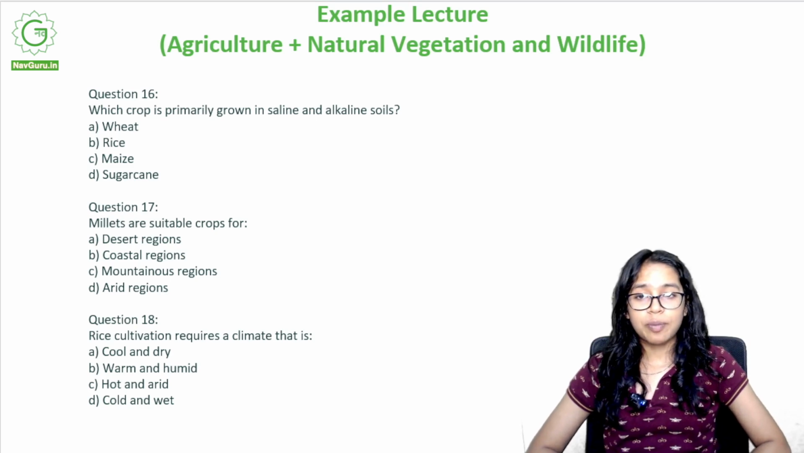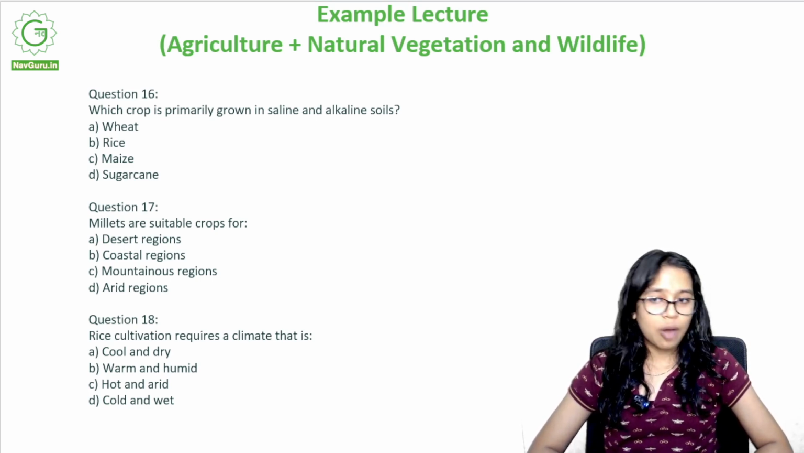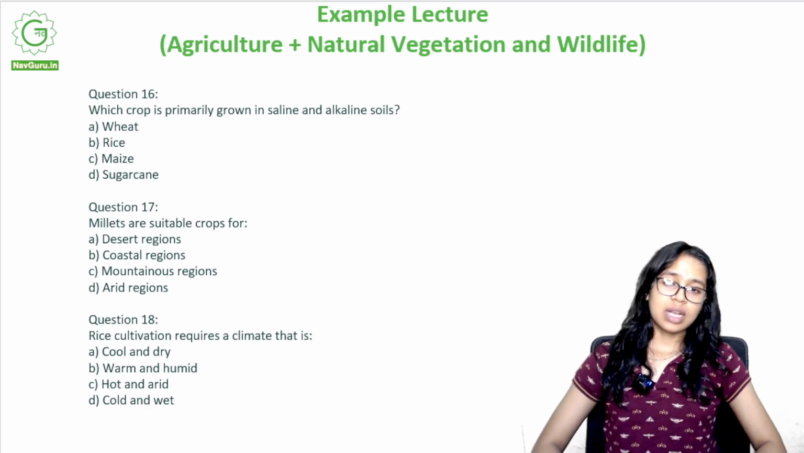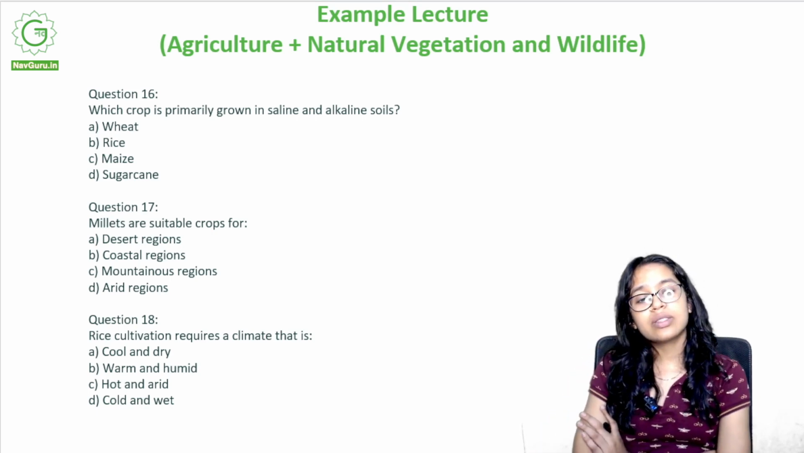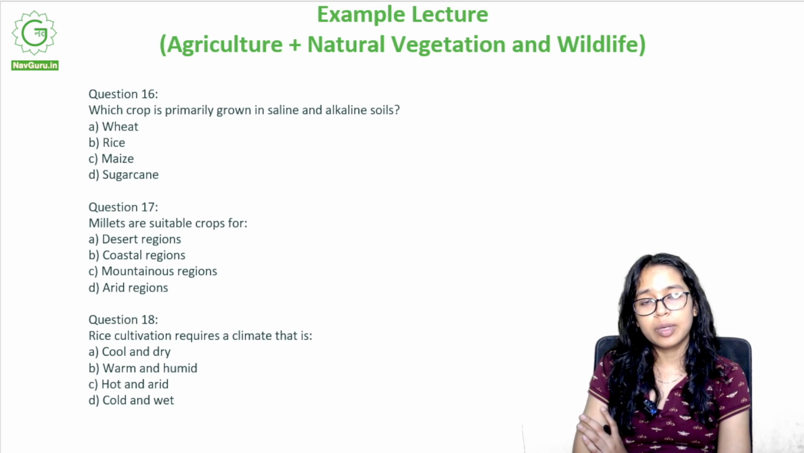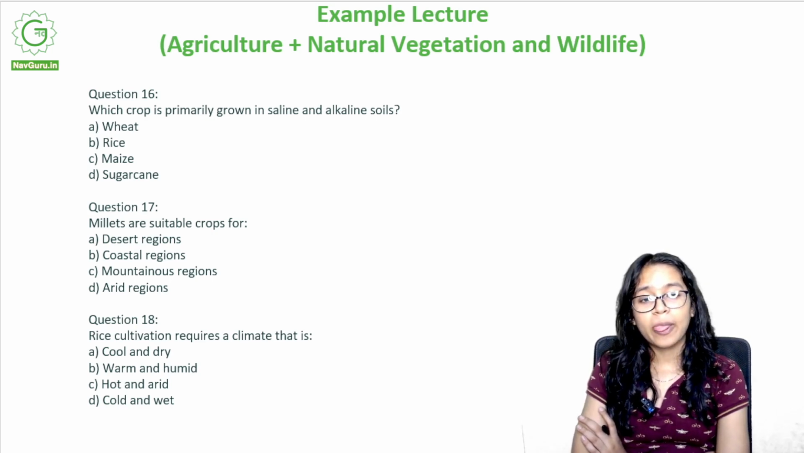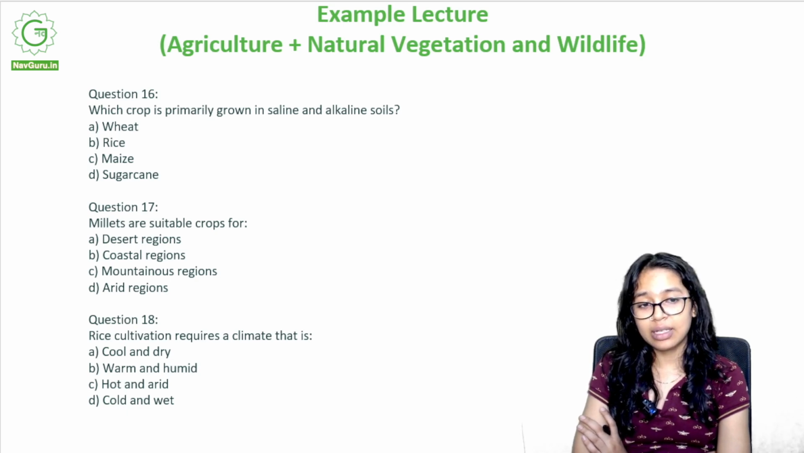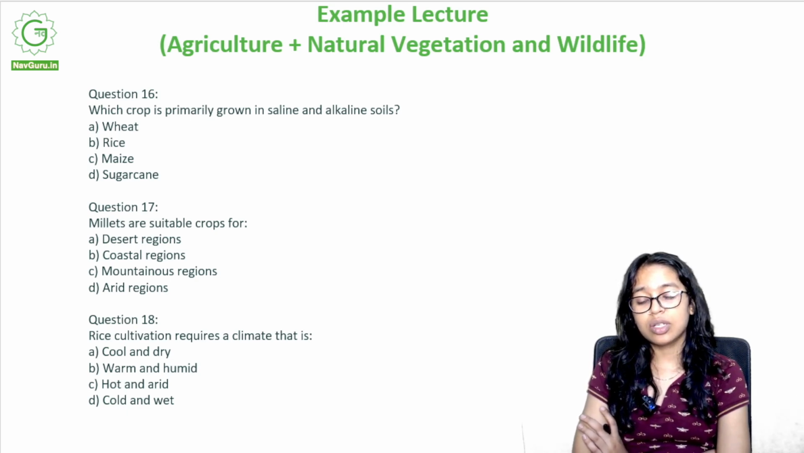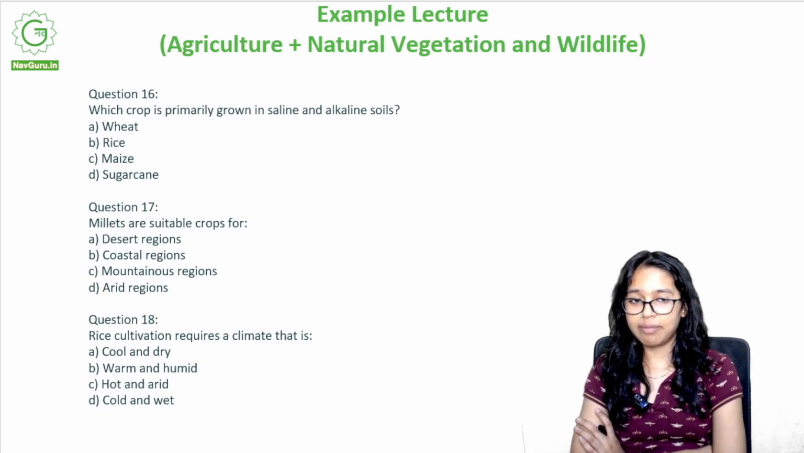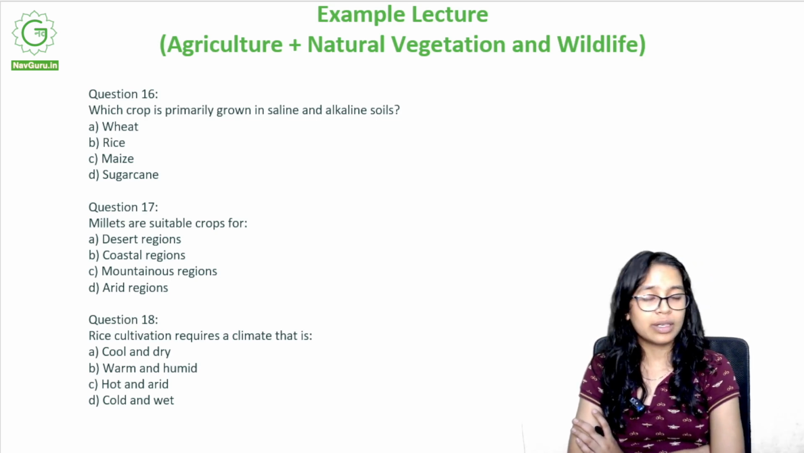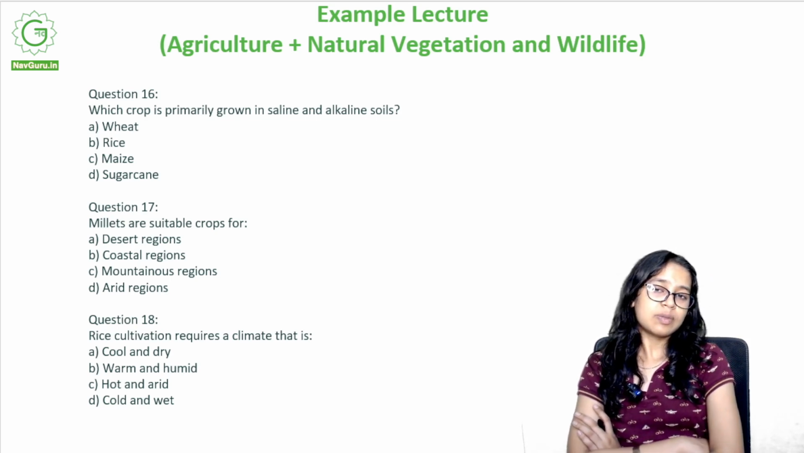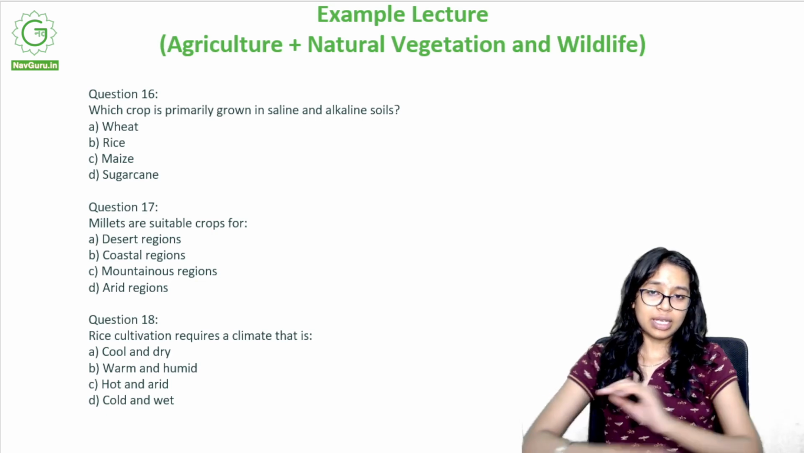Which crop is primarily grown in saline and alkaline soils? The thing is, saline and alkaline soils are not very fit for growth because saline, as the name says, contains a lot of salts. And alkaline is a basic soil, so the pH is basic rather than being neutral or a little acidic. And which of these is primarily grown in saline and alkaline soils?